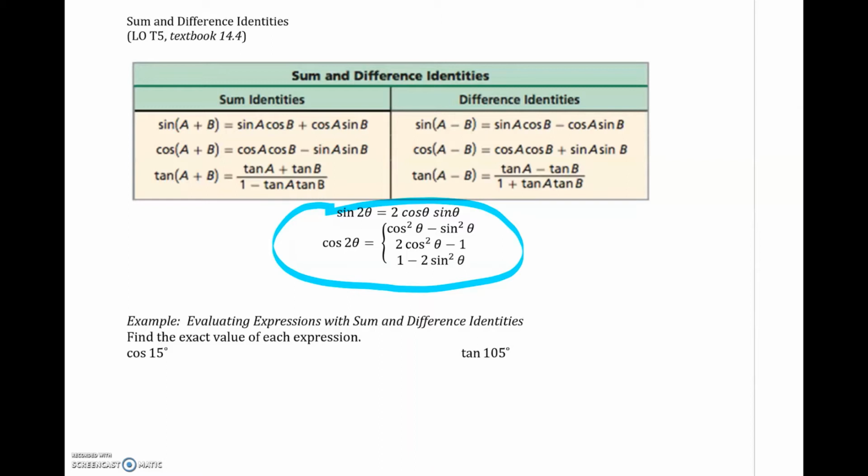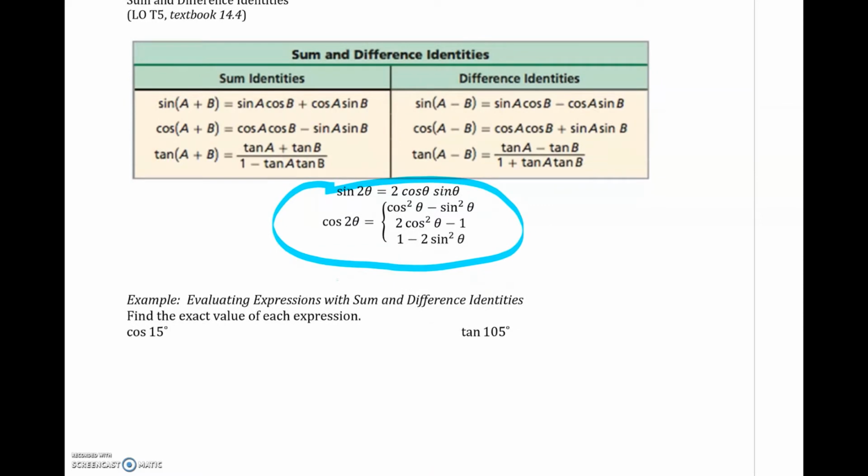Okay, but today we're focusing on just sum and difference identities and how to use them. So once you know what these identities are, for example, sine of A plus B equals sine A times cosine B plus cosine A times sine B, we can actually use it. So we're basically going to be doing examples today.